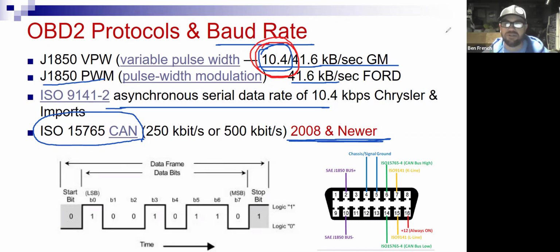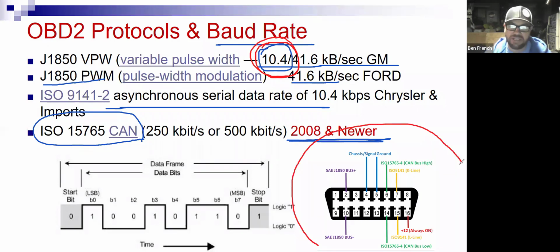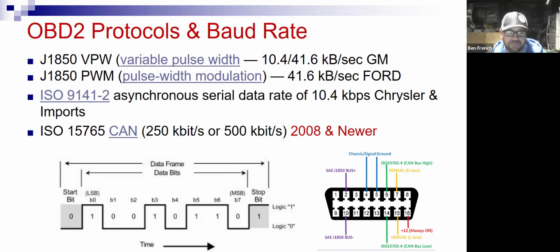So especially on the older cars, custom data lists were even more important because the computers were slower, they were older, right? And this is a picture of our OBD2 connector right here. You can see that different protocols actually speak on different pins of the data link connector, the DLC. Of course, pins 4 and 5 are always ground, 16's always power, but you can see the other ones skip around based upon your communication protocol. Okay.